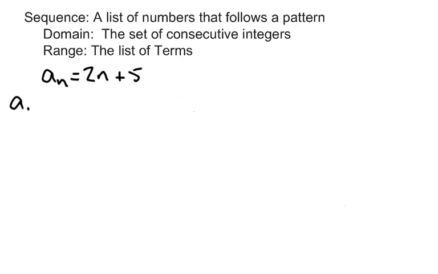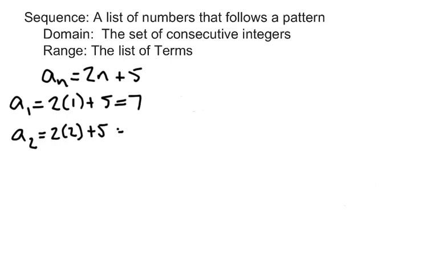And if we want to find the first term in the sequence, we denote it a sub 1, but all we do is plug in 1 for n and get 7. To find the next term, we plug in 2 and get 9. The third term, plug in 3 and we get 11. And we start to notice this pattern, which we should notice because it's a sequence.